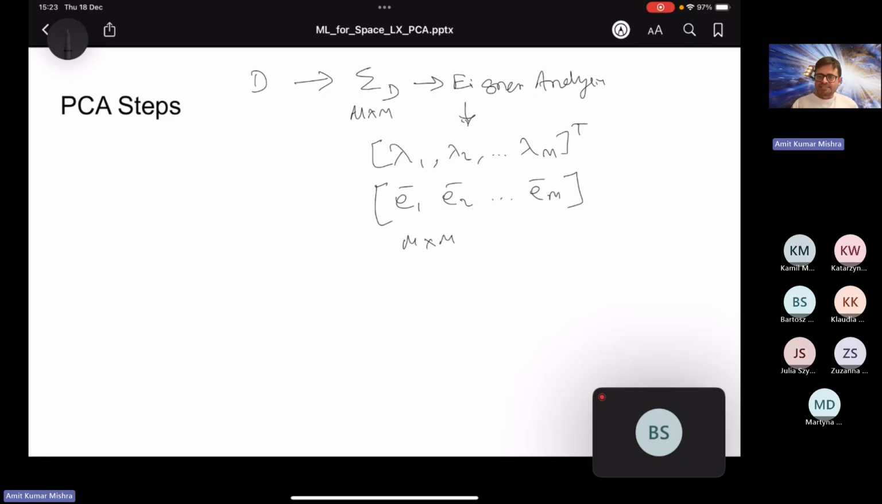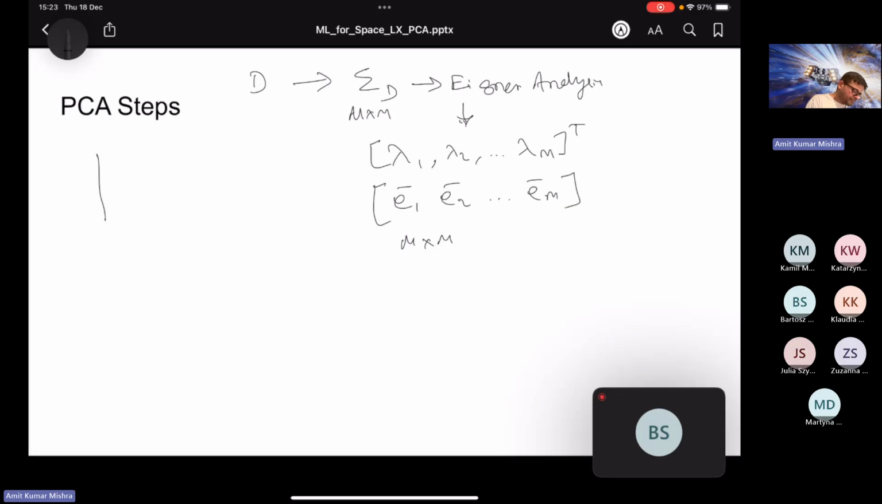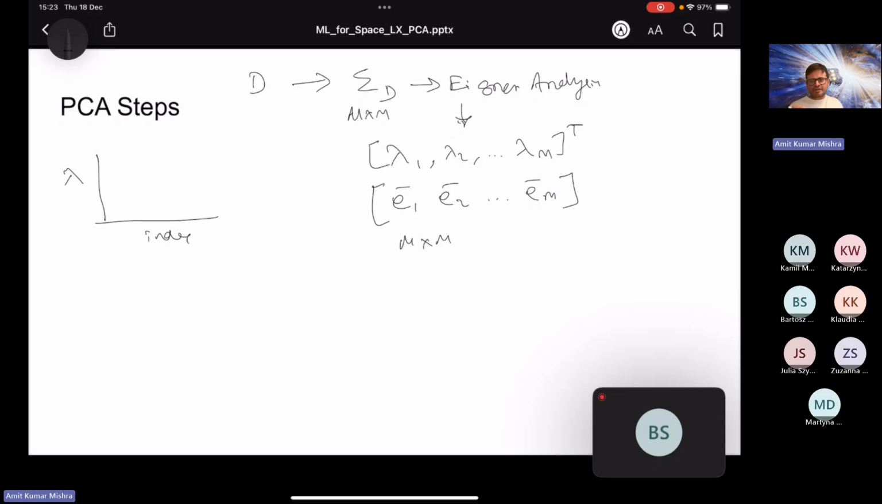Now comes the magic. If your data is correlated and you plot these lambdas against the index, usually it's better to plot cumulatively, but even just plotting the individual ones is fine. Usually the first few lambdas would be quite high, and then they become quite low.